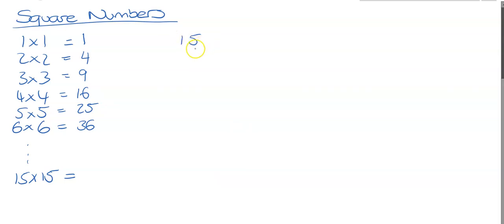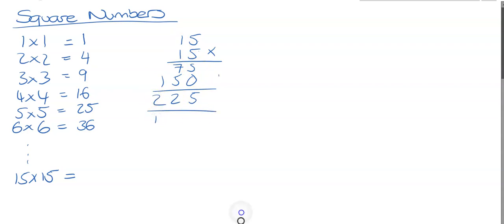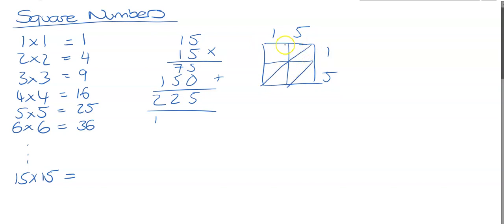So 15 times 15. I'm going to do quite a few methods. So you've got columns. 5 times 5 is 25. 5 times 1 is 5, 6, 7. To fill the gap, 1 times 5 is 5. 1 times 1 is 1. Add them up and you get that. So if you're happy with using columns, use columns. If you want to use Napier's bones, use Napier's bones. It really does not matter which method you use as long as you have a method.